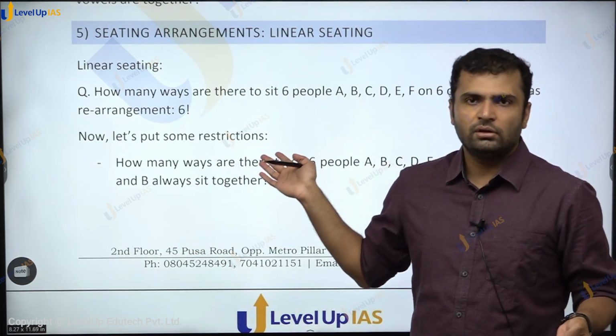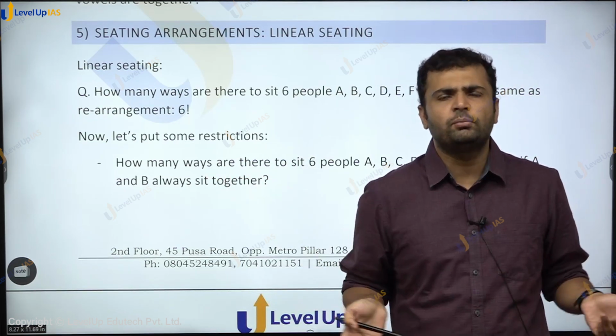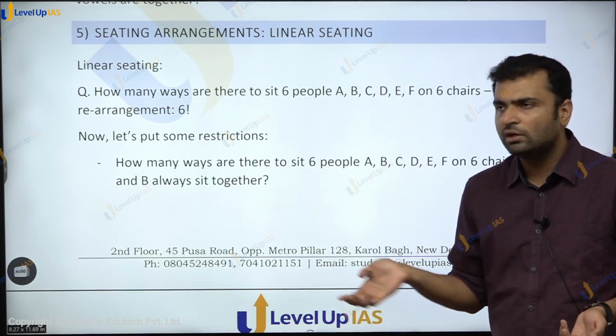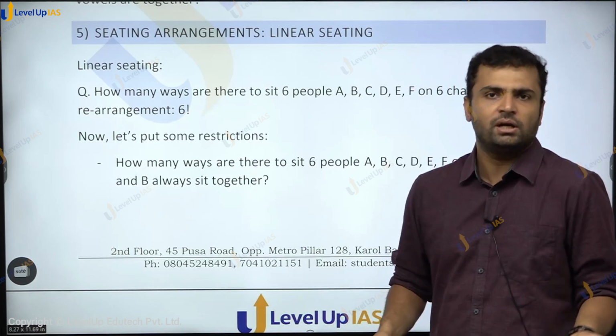Just like in the 5-letter word Delhi, how many rearrangements, how many anagrams were possible? 5 factorial. Similarly, here we'll have 6 factorial. But again, now we will modify this, we'll put some restrictions, some conditions.